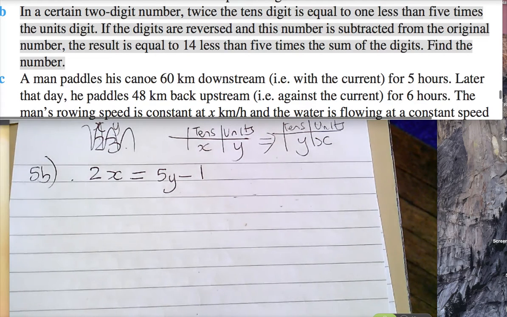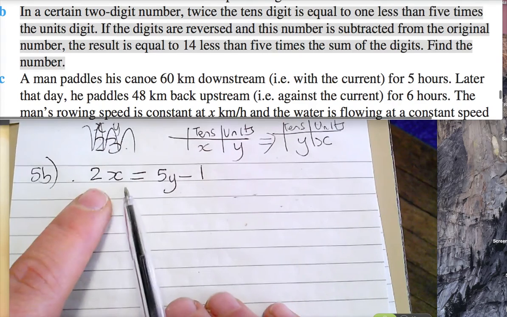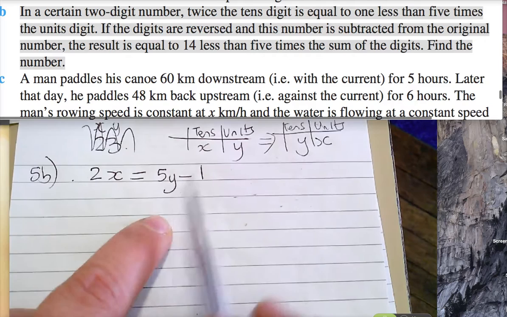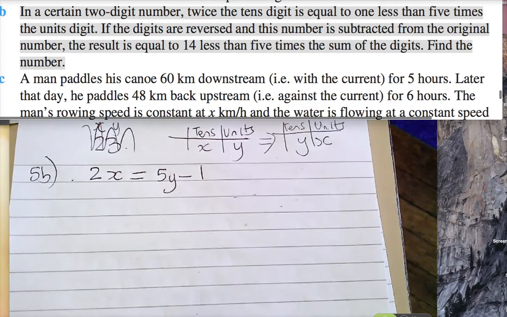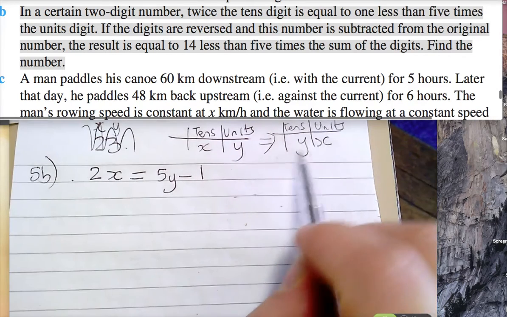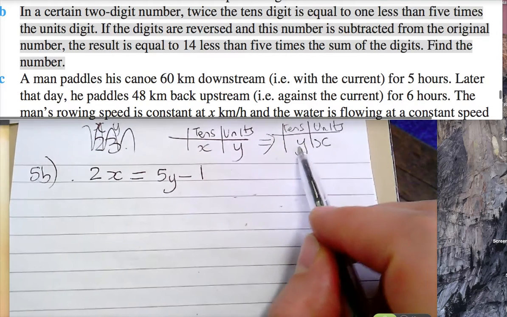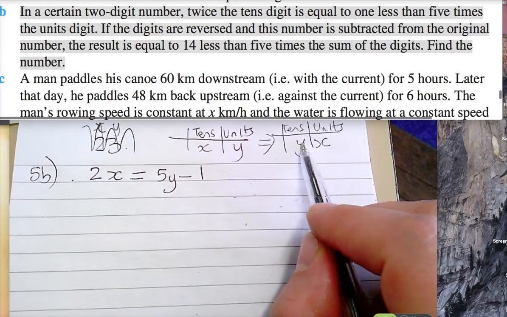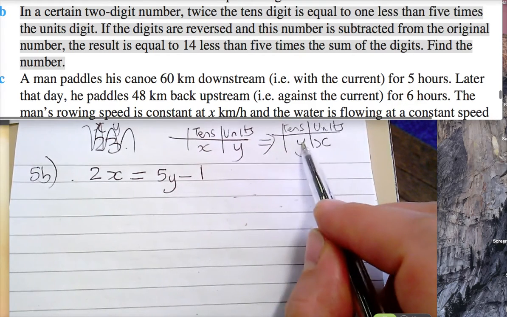Now, all right, so we did that first bit. That's definitely right. 2 times the tens digit is equal to 1 less than 5 times the units digit. That's okay. But the next problem is if the digits are reversed. So if we do yx and this number, now the number is 10 of whatever y is plus whatever x is, because that's in the tens column.